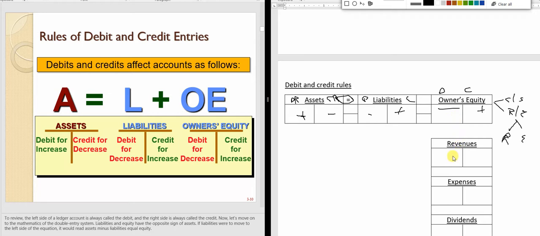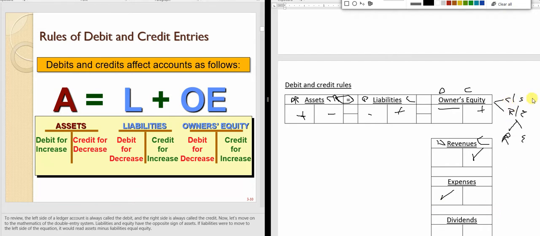So the more revenues I have, ask yourself, does owner's equity go up or down? The more revenues I have, the more owner's equity goes up, so we keep track of revenues on the credit side. So debit and credit over here too. The reason I don't put a plus is because when we get to expenses, putting a plus, which does a subtraction, is a little confusing. So the more expenses I have, the more owner's equity goes down, so expenses are on the debit side.